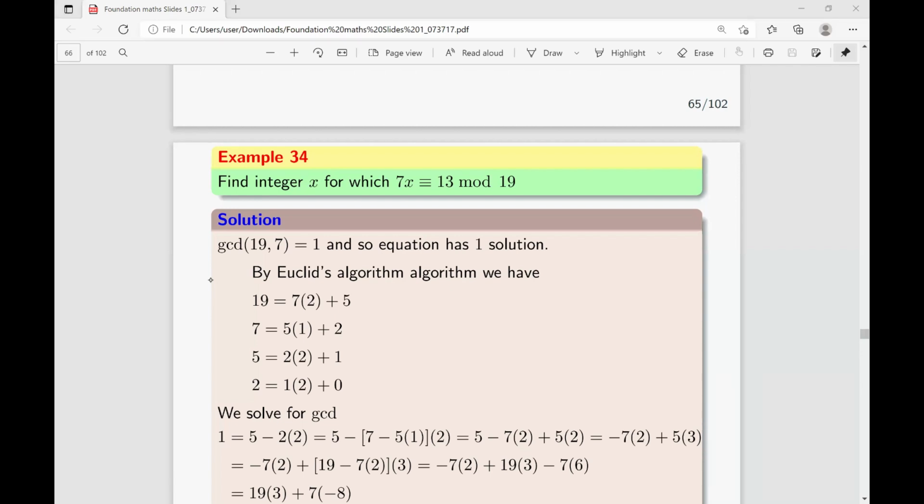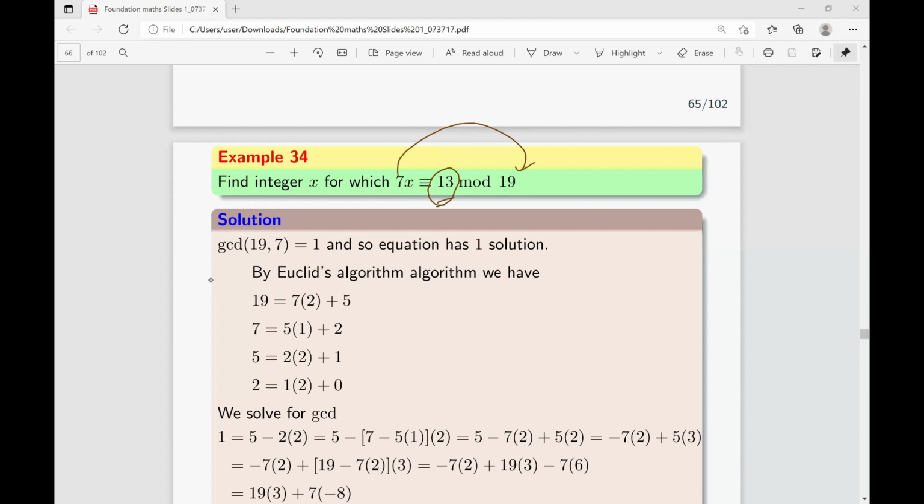Now, we want to find x. We use extended Euclid's algorithm. But we begin with Euclid's algorithm. So ignore this one first of all. Ignore the number before the mod first of all. Let's concentrate on these two numbers. Find the GCD by Euclid's algorithm.